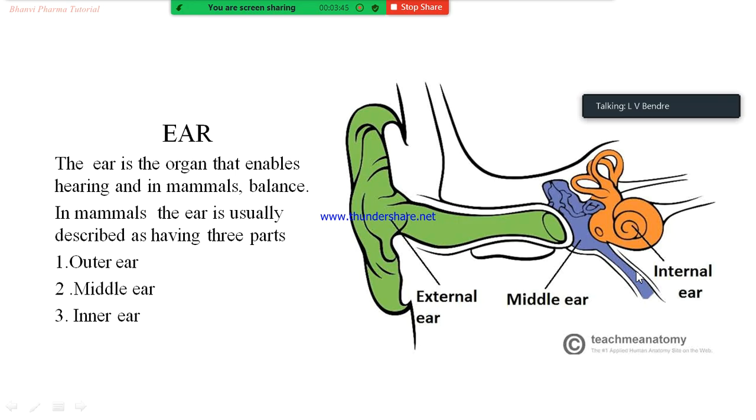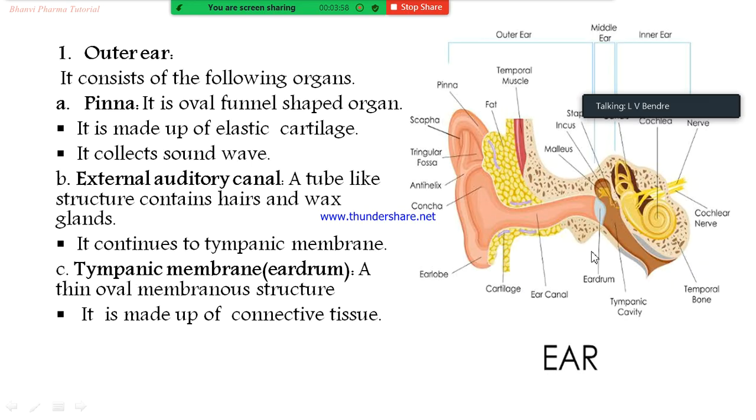This, in blue color, is the middle ear. This, in orange color, is the internal ear. You can see the diagram of the internal ear. Next, let's go to the first one, the outer ear.